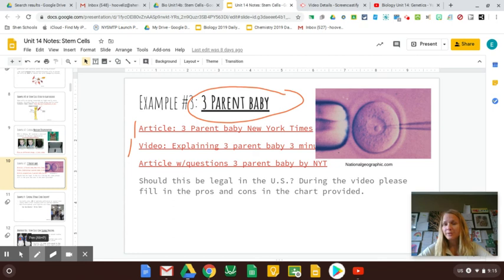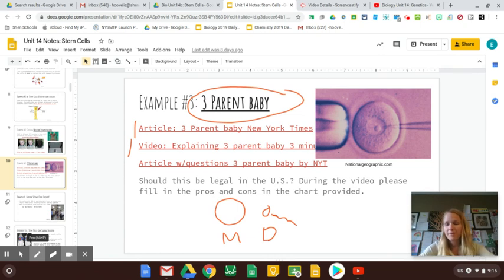But the name sounds really messed up, right? Like a baby with genes from 3 different parents instead of obviously 2 parents. But it's not as messed up as it seems. So what it is, there's like the mom and the dad. Okay, so those are your parents, that's where you're getting all your genetic information from.